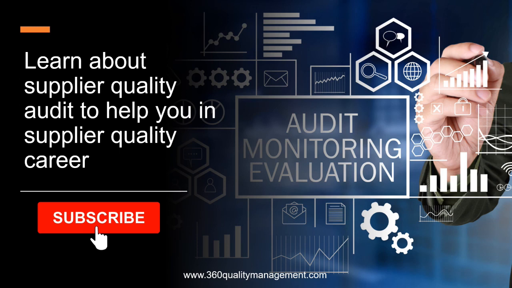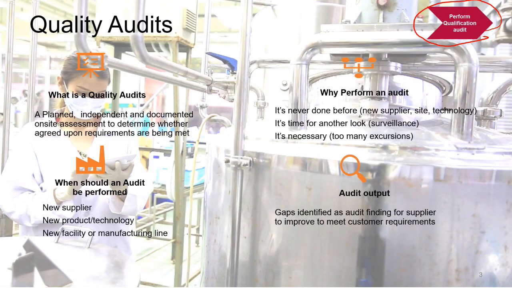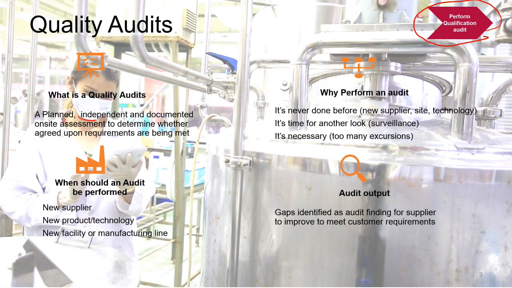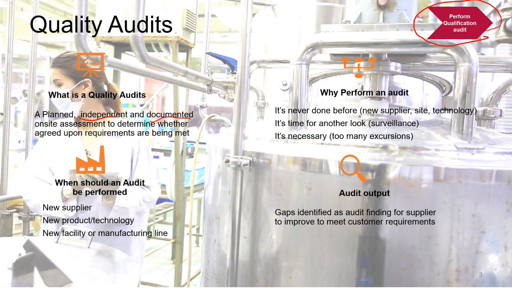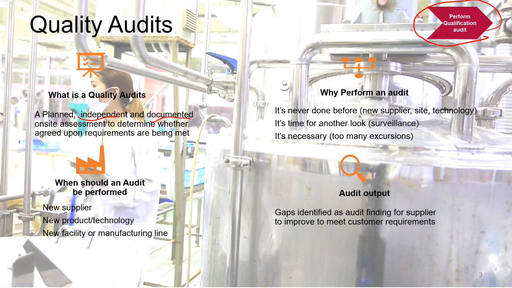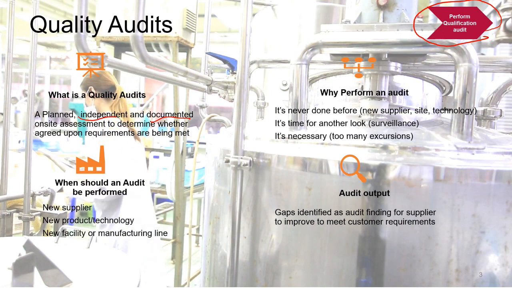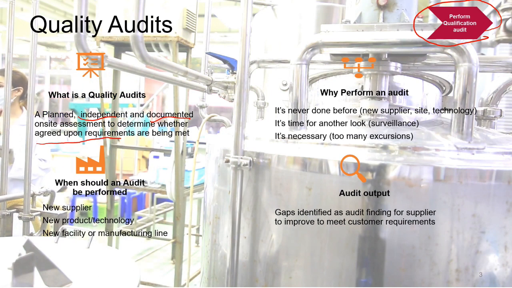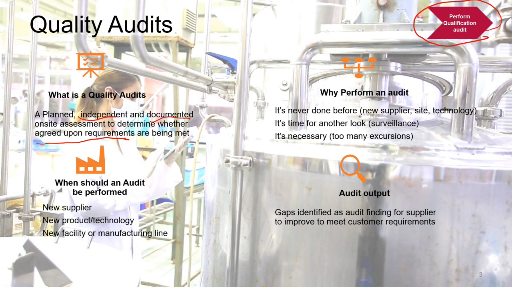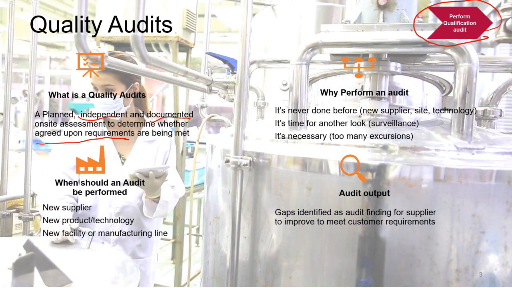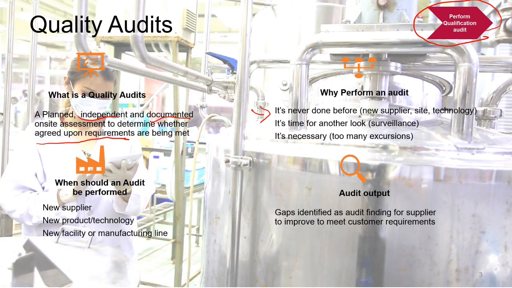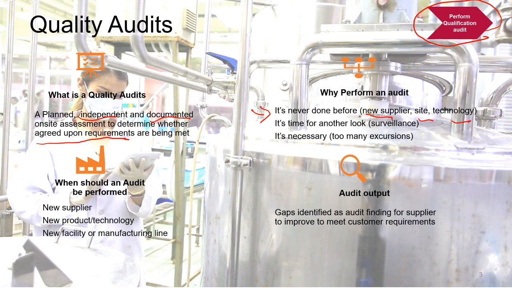of supplier quality management. An audit is actually a planned, independent, documented on-site assessment to determine whether suppliers are able to perform upon agreed requirements. The reason why we perform audits is because maybe it has not been done before for new supplier sites or technology or even new manufacturing line.